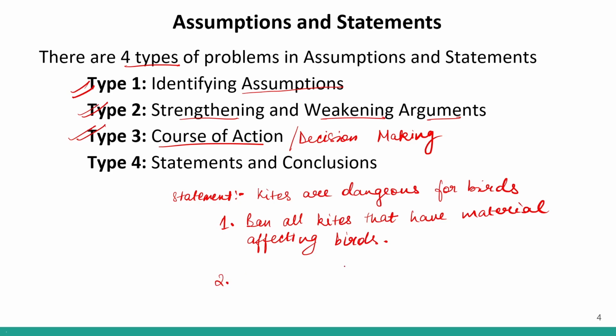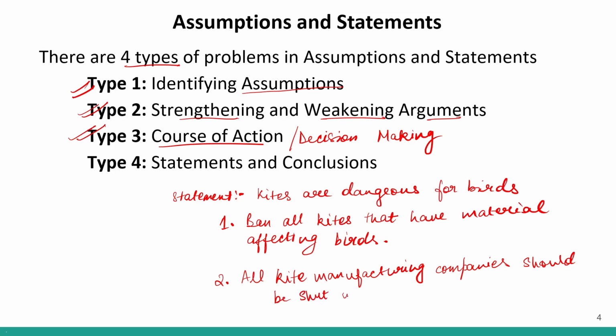Second course of action is all kite companies, or all kite manufacturing companies, should be shut down. Okay, all kite manufacturing companies should be shut down. Let's say this is the second course of action. So which one do you think is correct? Which course of action should be followed?